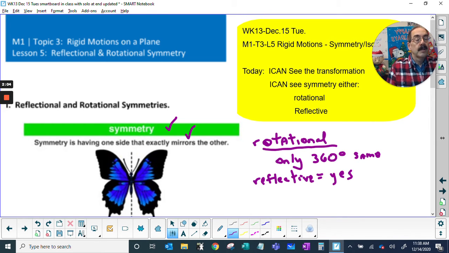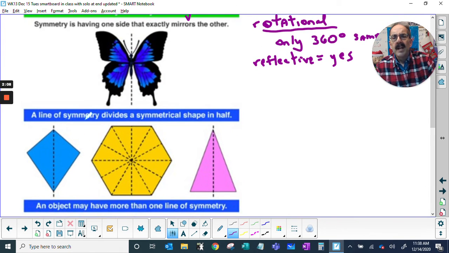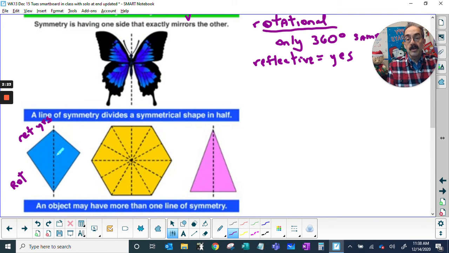Yes. Let's look at some other shapes to kind of picture what's happening here. A line of symmetry divides a symmetrical shape in half. So reflective, yes. Rotational would have to only be 360 degrees. It would have to spin all the way around for a kite.